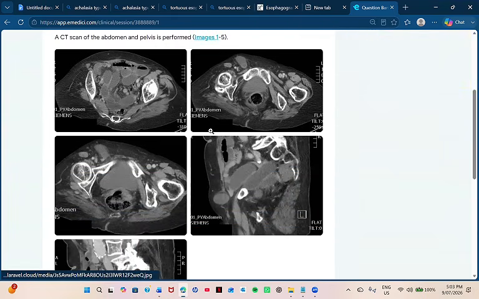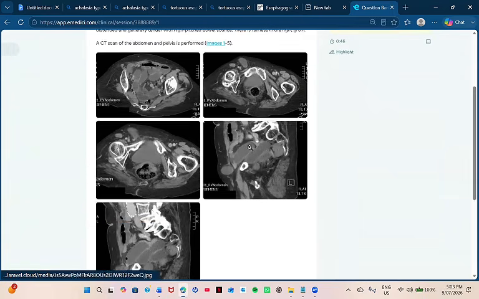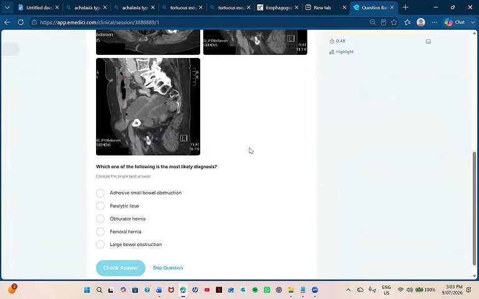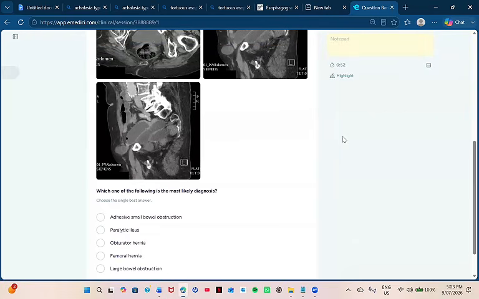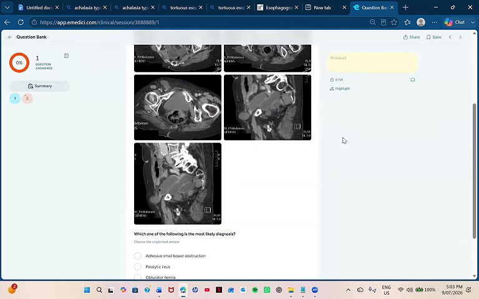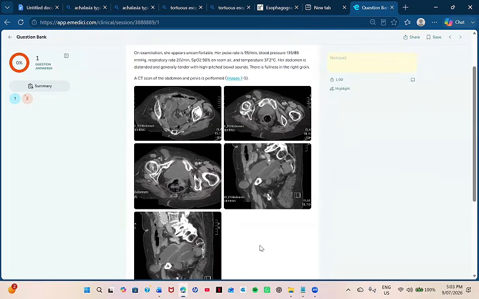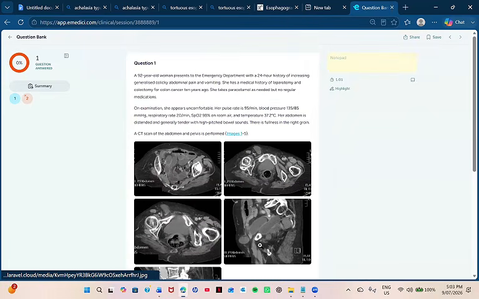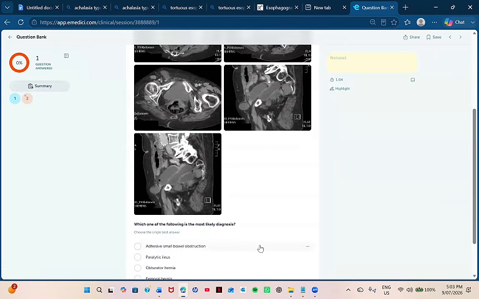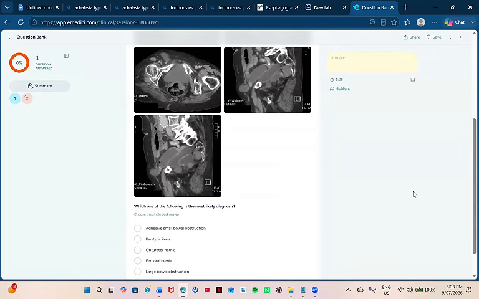So the CT images are given here. They're asking which one of the following is the most likely diagnosis. Now tell me, what do you think? Do you want the question again? This is the question, and these are the CT images. Now tell me, what is the answer? Tell me, doctors, what do you think? Then we will discuss this question as well.